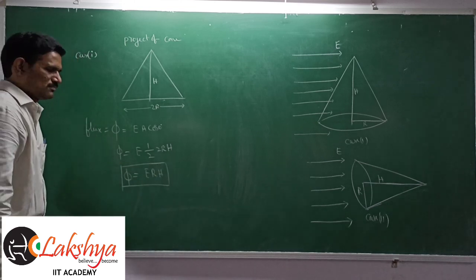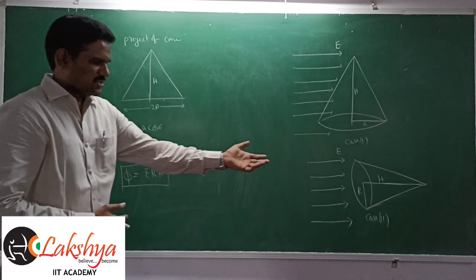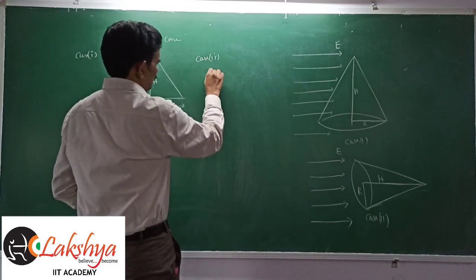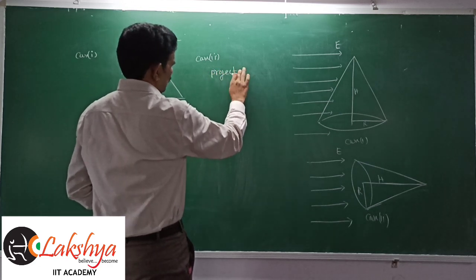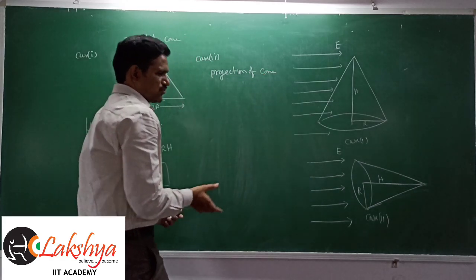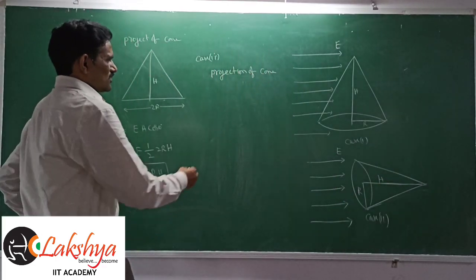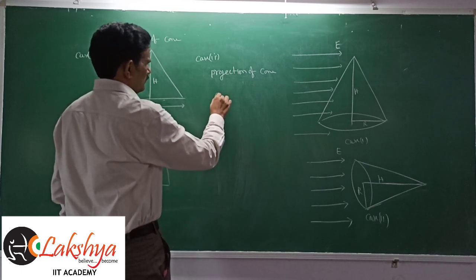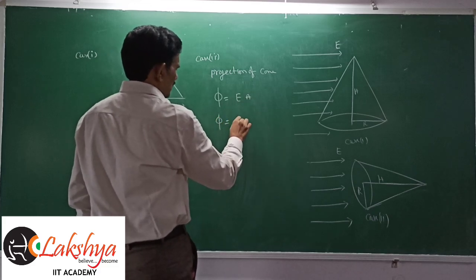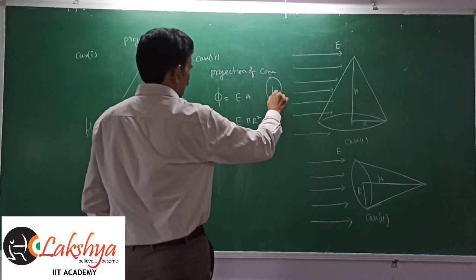Similarly, if you take the second case, let us take the projection. The projection of the cone in the second case: simply, whatever flux enters this base of the cone, only that flux will pass through the cone. So the flux we can write as E into A. Then E into the area, which is pi r square. Here you will get the projection of the cone as a circular disc.